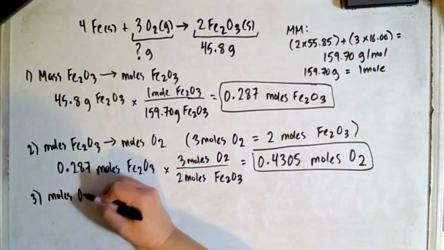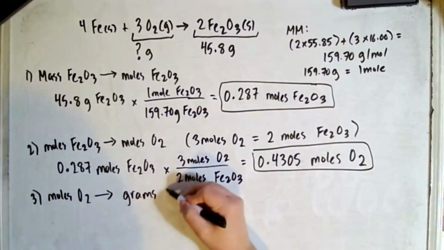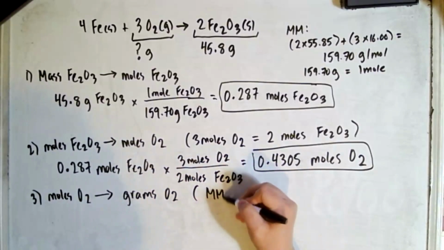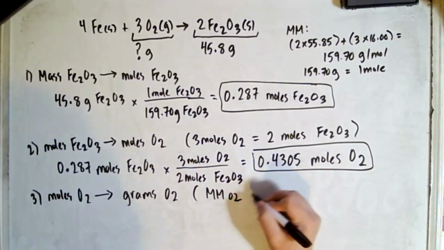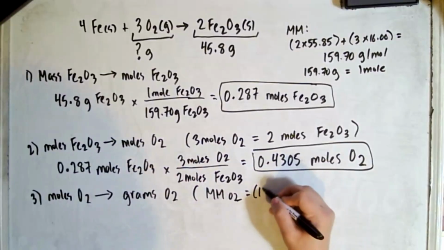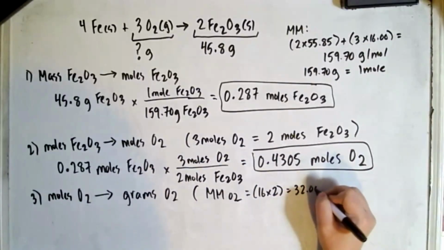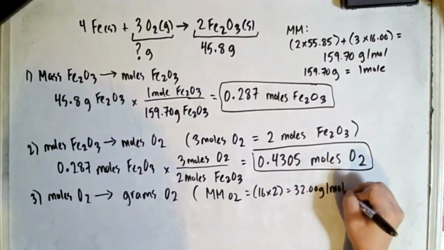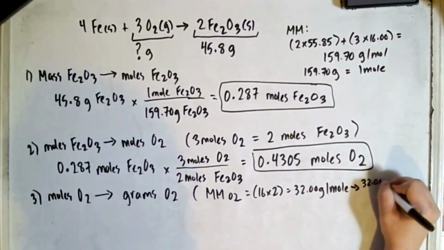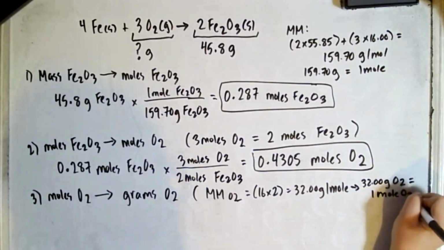we're going to take our moles of O2 and we're going to convert it into grams of O2. And to do that, we're going to use the molar mass of O2, which is 16 times 2, right? So it's going to be 32 grams per mole, which means that we're going to have 32 grams of O2 in every 1 mole of O2.